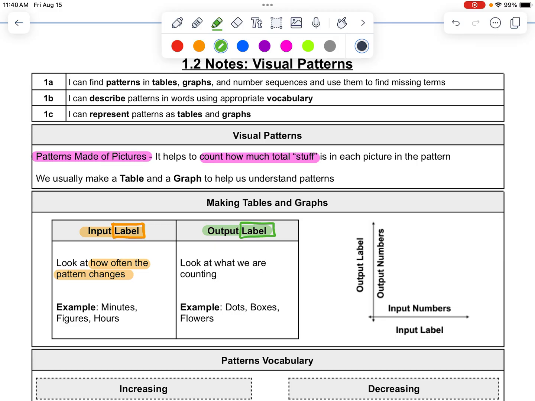The output side, we have to look at what we are counting. Are we counting the number of boxes or dots or flowers in the pattern? This part of the table here is going to be for numbers. The label will be at the top and the numbers will be at the bottom. Sorry, underneath the label.